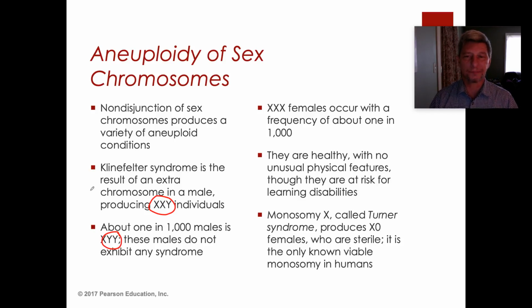We can also have trisomy X here. Again, 1 in about 1,000 females will be trisomy X. They are generally healthy with no unusual characteristics, but they do seem for some reason to be at risk for learning disabilities. Finally, monosomy X produces what we call an XO female. Again, no Y chromosome, so they're female. And these females are sterile, although there's not many other physical characteristics here.